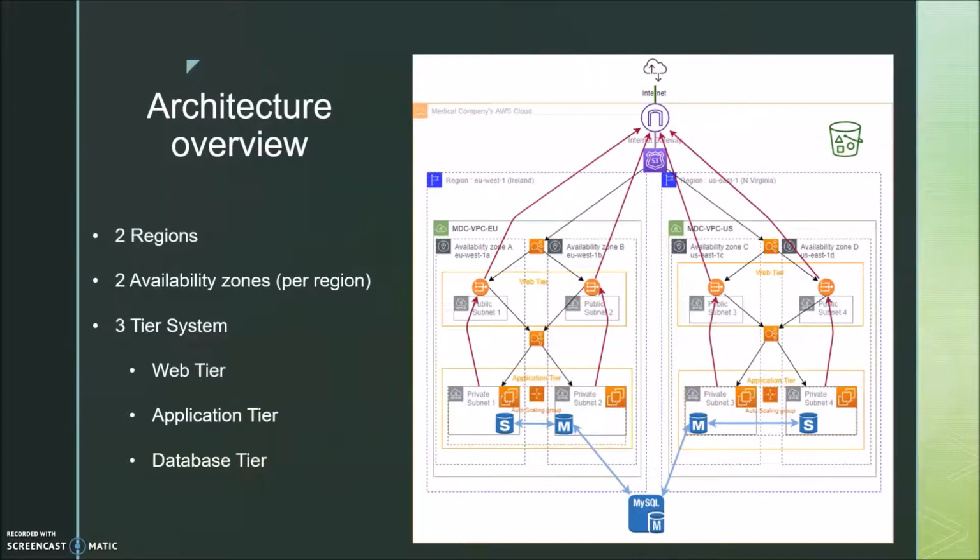We'll now go on to the new architecture that will be implemented using AWS. It is a cloud-based solution which consists of two regions. The first being in EU West 1, which is located in Ireland, and the second being in US East 1, which is located in North Virginia. Within each region, there is a VPC, such as VPC EU and VPC US. It is a 3-tier system as well, which consists of a web tier, application tier, and a database tier.